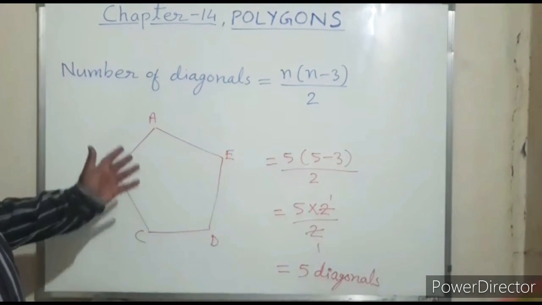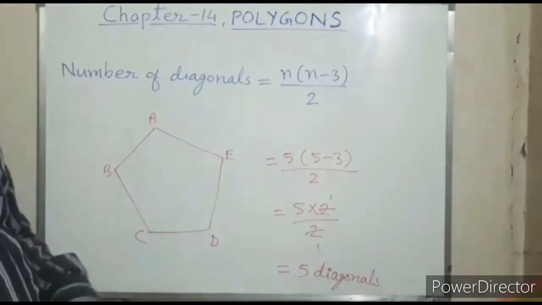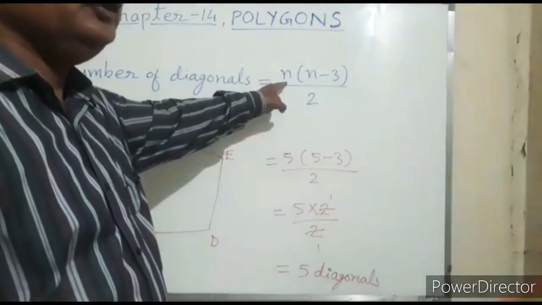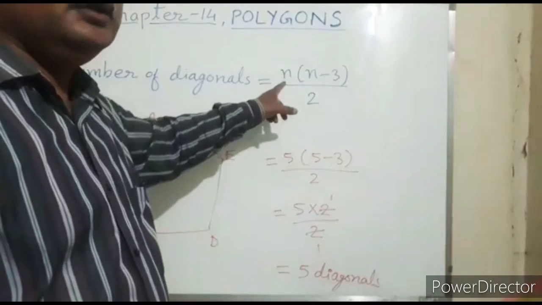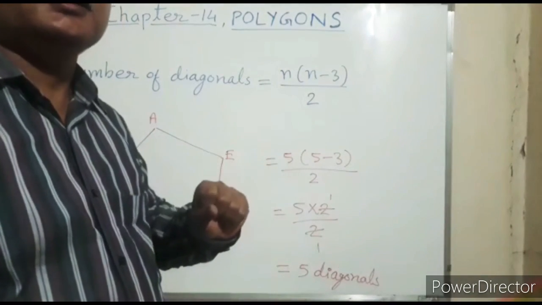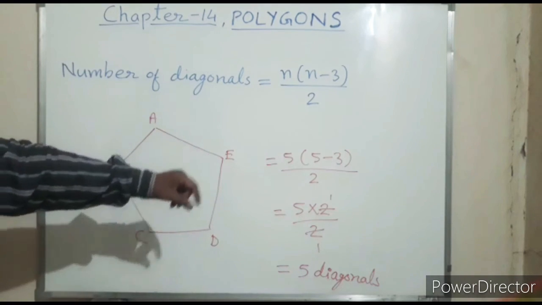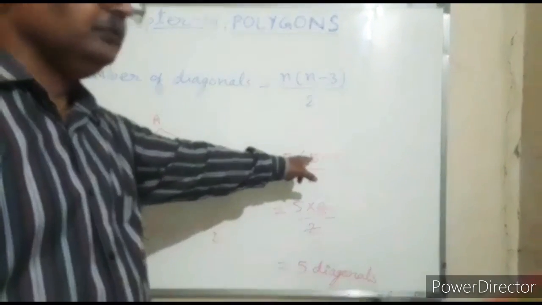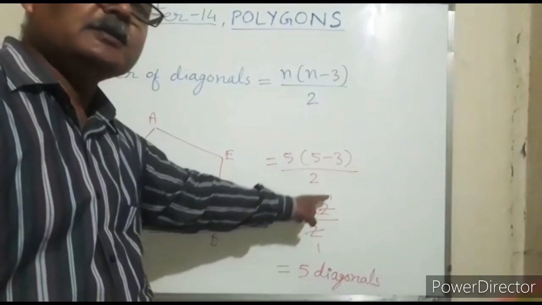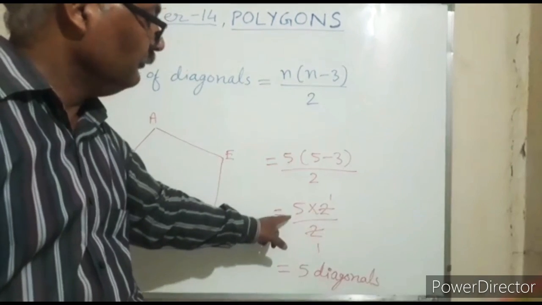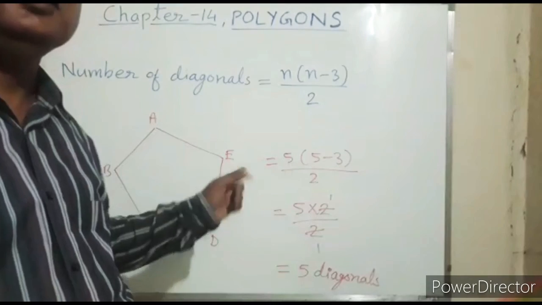Here there is another formula to obtain the number of diagonals for any polygon. The formula is n into (n minus 3) whole upon 2, where n is the number of sides. Let us suppose there is a pentagon having 5 sides. In place of n, put 5. 5 minus 3 gives you 2. Then there is a cancellation by 2. And finally we get 5. It means there are 5 diagonals in a pentagon.